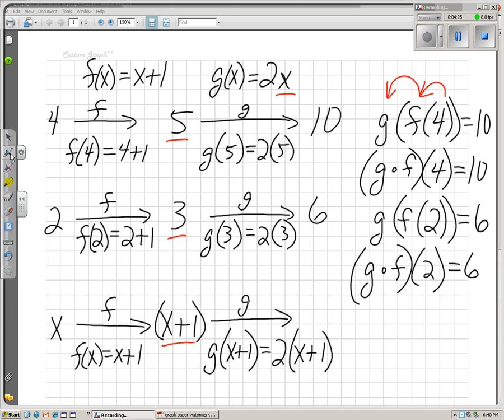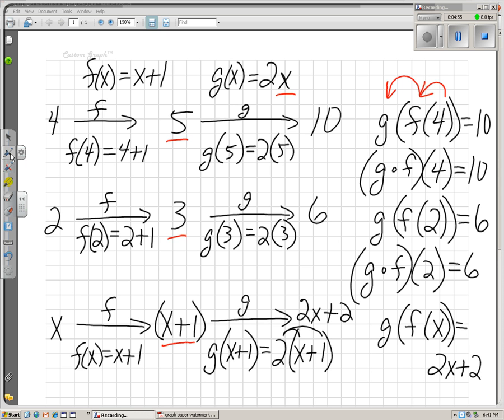Now if we simplify that, if we multiply the 2 times the x and the 2 times the 1, my answer is 2x plus 2. So my composite function, when I combine the two functions together, I have 2x plus 2. How do we say that? We say we started with x, we ran it through the f function, and then we ran it through the g function, and what did we get? I ran out of room here. 2x plus 2.